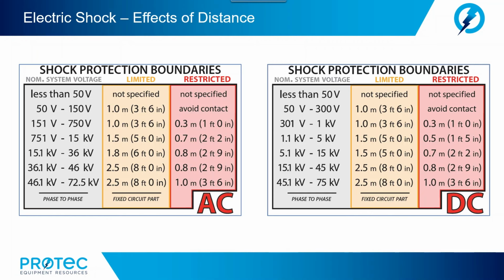Well, megohmmeters, as we mentioned earlier, use DC. So for 5 kV DC, using the DC table, our limited approach would be 5 feet, and our restricted approach would be 1 foot 5 inches. And these would be the safety barriers that we would apply in our work area.